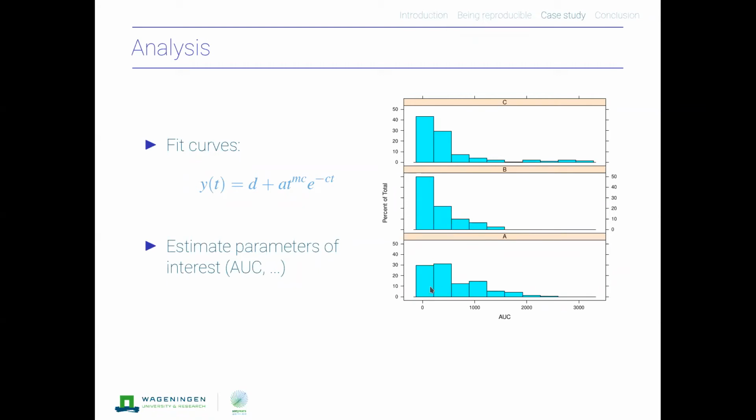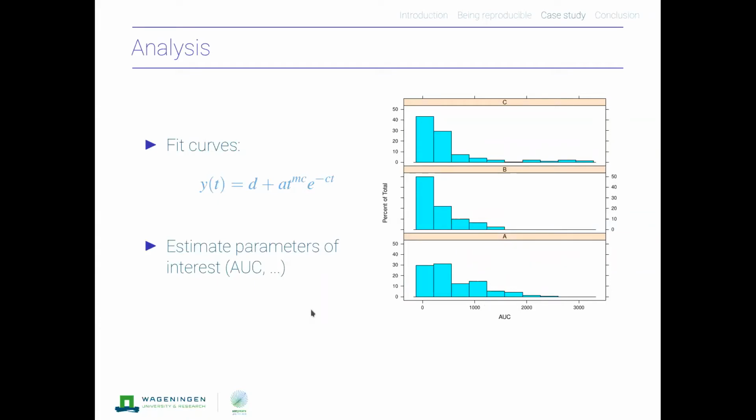This is shown here. For all of the 3 proteins, A, B, and C, we can see that most AUC values are very small. So C is a protein where the AUC is rather small for most people, but it has a couple of large values, whereas the AUC of protein A, which is the reference protein, is much more widespread, and in general is larger than the other 2.